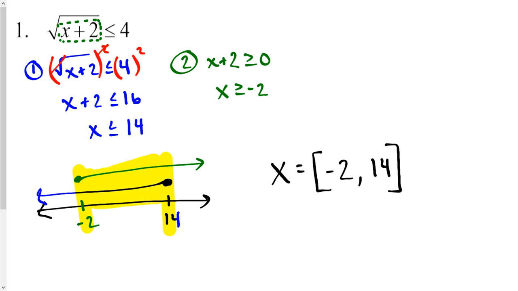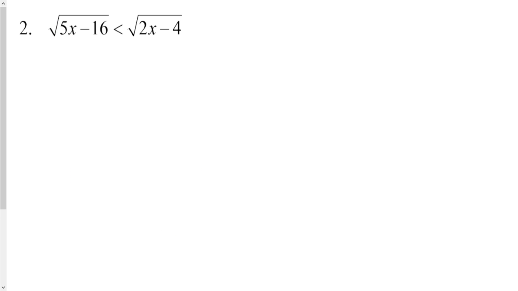All right, let's go take a look at the second one, okay? The second one, we have an inequality where we have a radical on each side, okay? So that means we're going to have additional conditions, okay? But the first thing we need to do is just solve the whole inequality, right? So we're going to say the square root of 5x minus 16 is less than the square root of 2x minus 4.